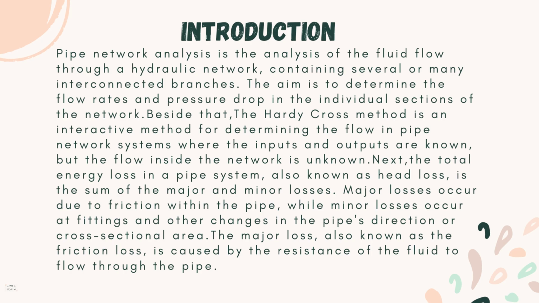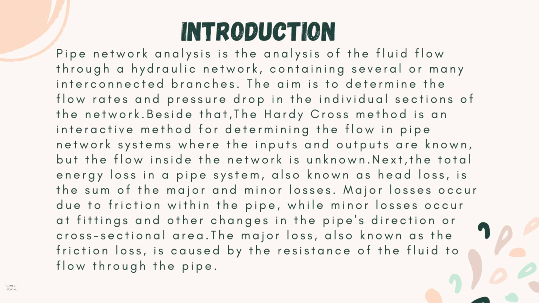The major loss, also known as the friction loss, is caused by the resistance of the fluid to flow through the pipe, and is dependent on the pipe roughness, diameter, and fluid velocity. The major losses can be calculated using the Darcy-Weisbach equation. The Darcy-Weisbach equation is the most widely accepted formula for determining the energy losses in pipe flow.